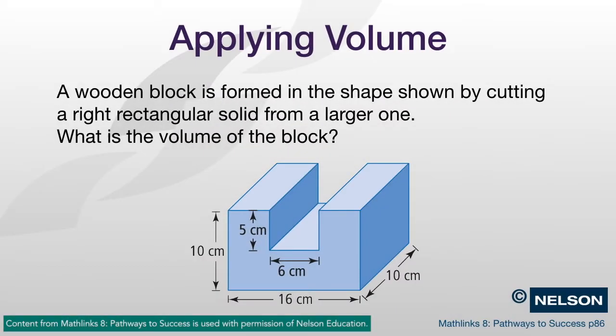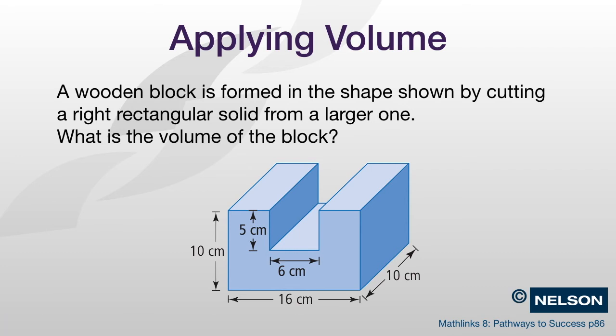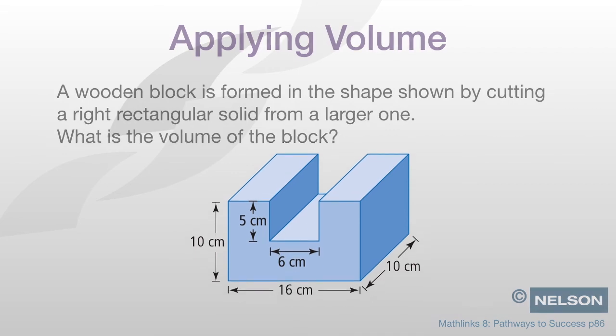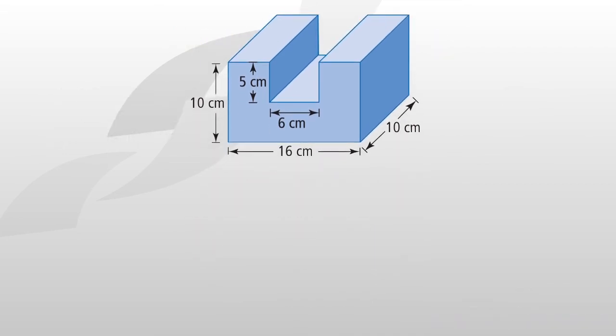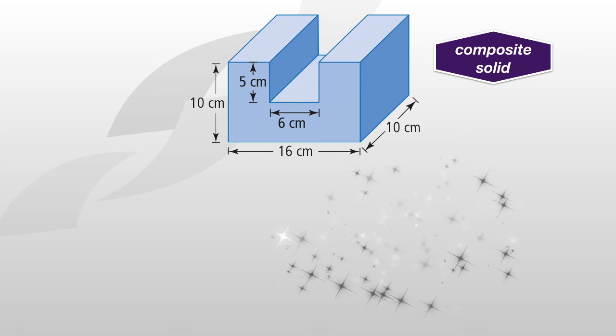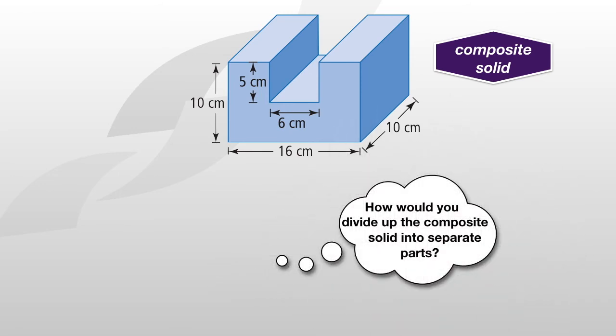For our final homework problem, we are given a wooden block formed in the shape below, and we need to determine the volume of the block. An object like this can be seen as made up of many objects, so it is called a composite solid. To determine its volume, we need to divide it up into prisms that we know we can get the volume of. Take a moment and think about how you would divide up this prism.